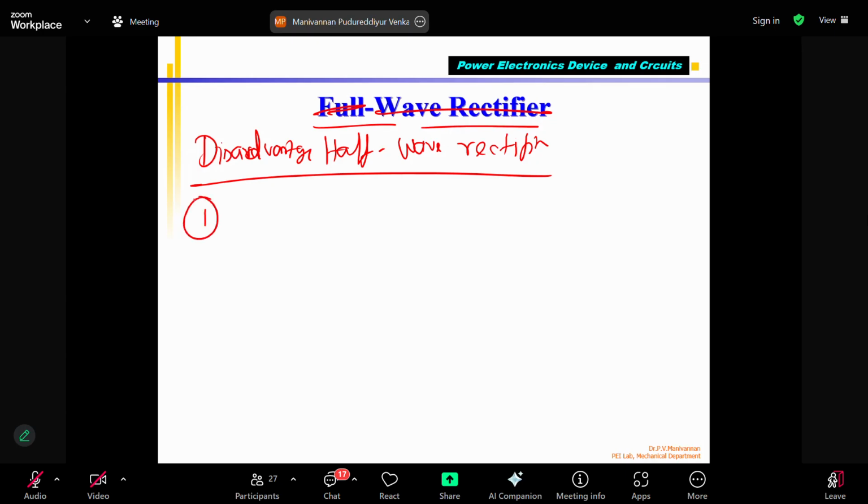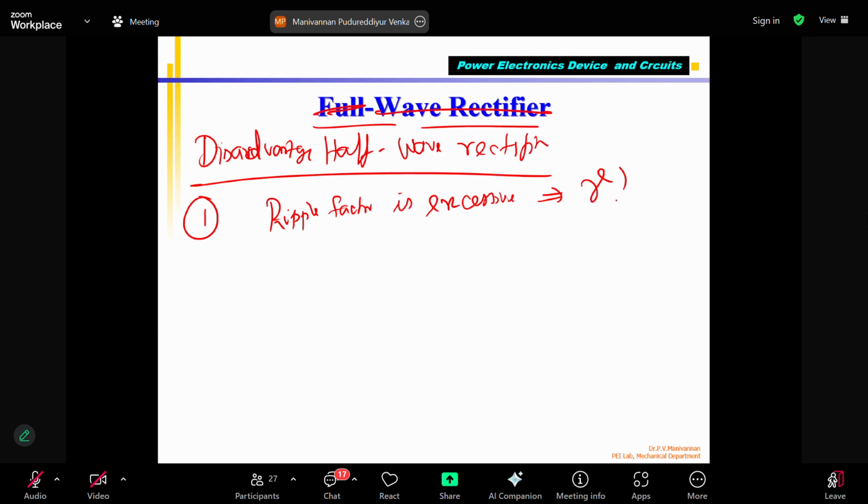We calculated the ripple factor. The ripple factor is excessive.